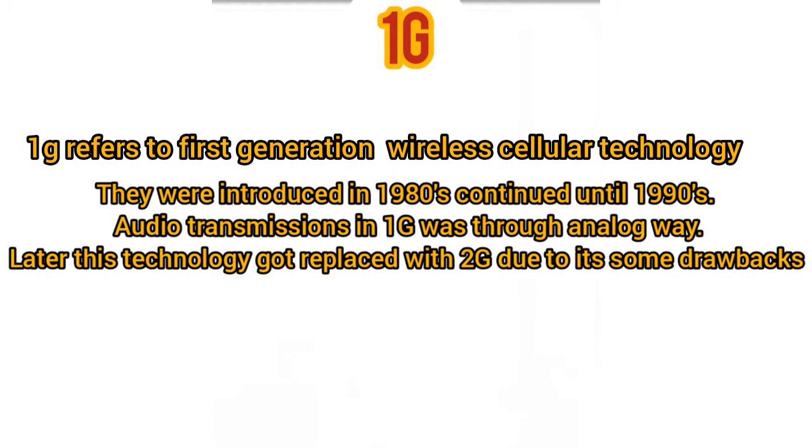So now, here comes the first generation wireless cellular technology, also known as 1G. It was the era of the late 20th century, where wireless technology was much needed. During that time, 1G was discovered and it was implemented around the world in the 1980s. In 1G, audio transmission took place in an analog way, which is completely different from its successor networks. 1G became quite popular around the world, especially in America, but it also had some drawbacks, which had to be replaced by the upcoming network, that is 2G.